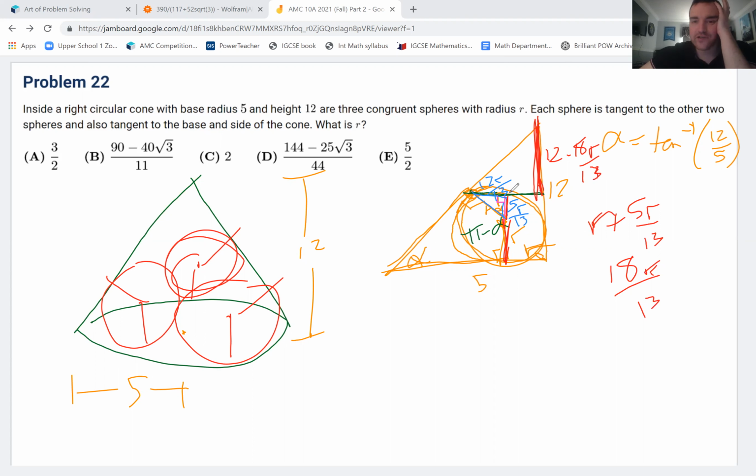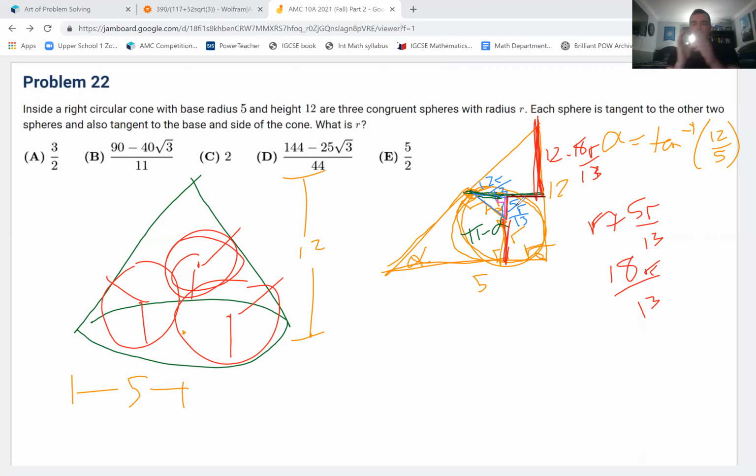Now, if I could just find this green horizontal distance, I have a piece of it. I know that this piece is 12r over 13. I just need this other piece. I'll do it in a dark red. I just need this piece here.